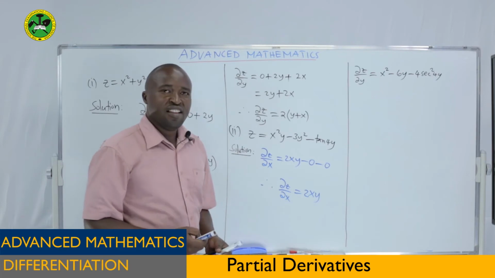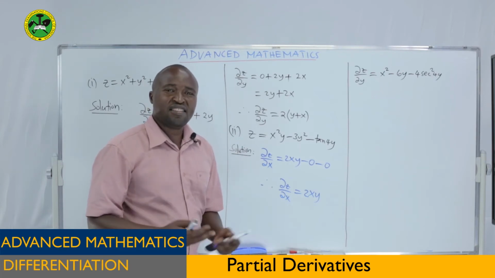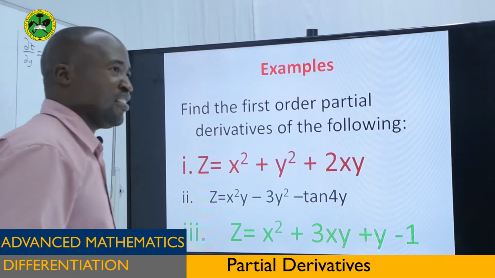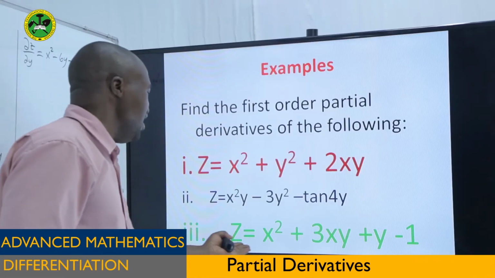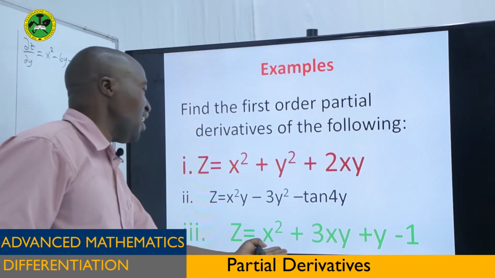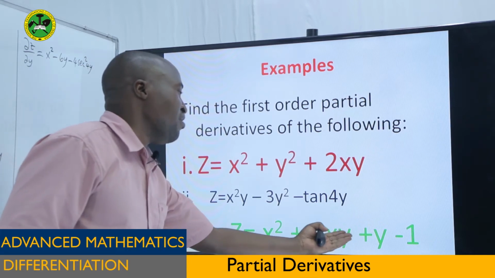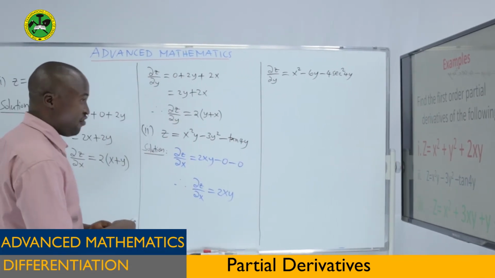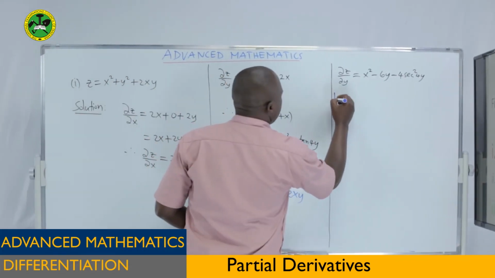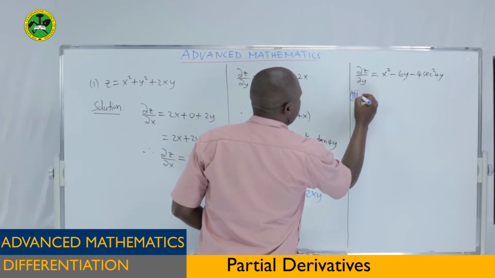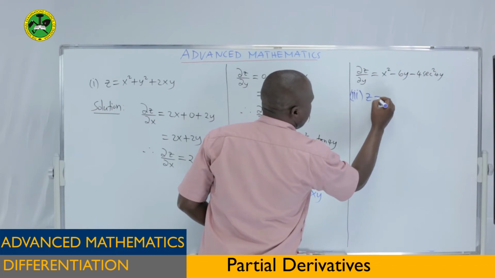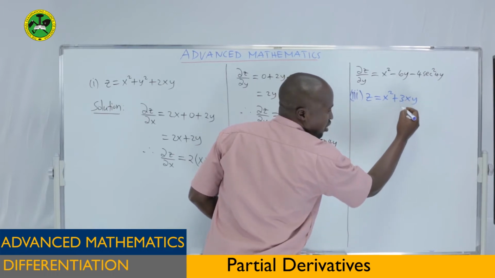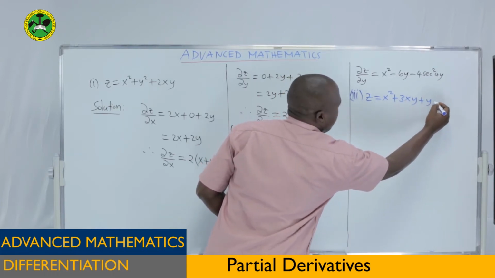Then the second question is ready. We proceed with the last one. That is z is equal to x squared plus 3xy plus y minus 1. So in this case, Roman 3, we have z is equal to x squared plus 3xy plus y minus 1.